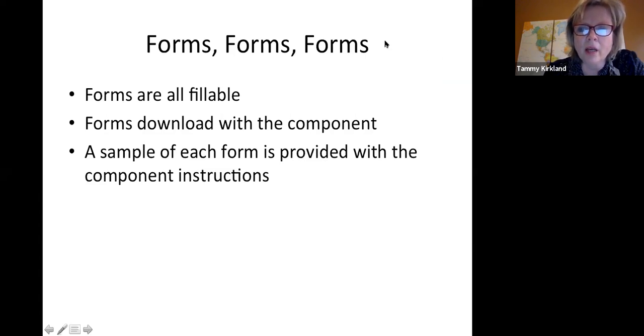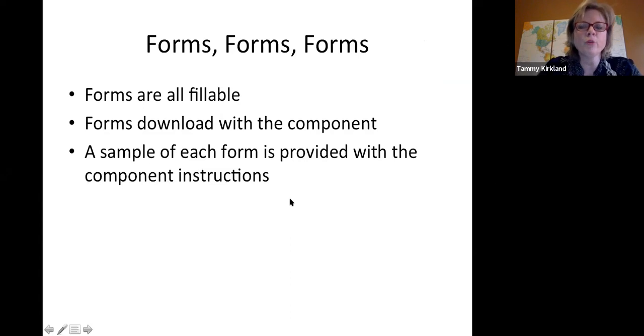I'm looking at my chat box to see if anybody has a question about what we just talked about. Okay, I guess not. I don't see any comments. Okay, let's continue.